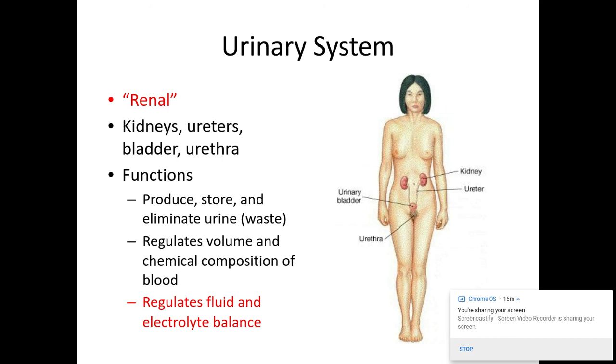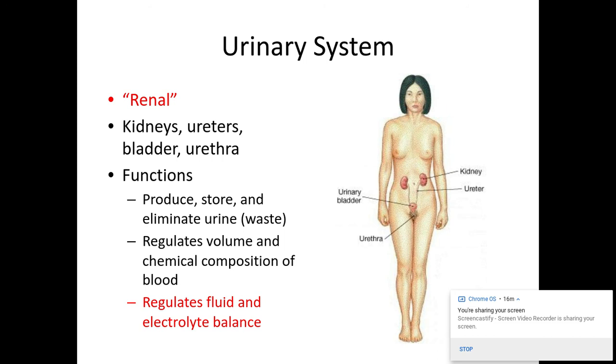Urinary system is often called the renal system, and that's because with medical terms, kidney is renal. So just keep that in mind. That's why it's called that. But it's your kidneys, ureters, bladder, and urethra. And so the function is to produce, store, and eliminate urine. It helps to regulate the volume and chemical composition of blood, and also fluid and electrolyte balance.